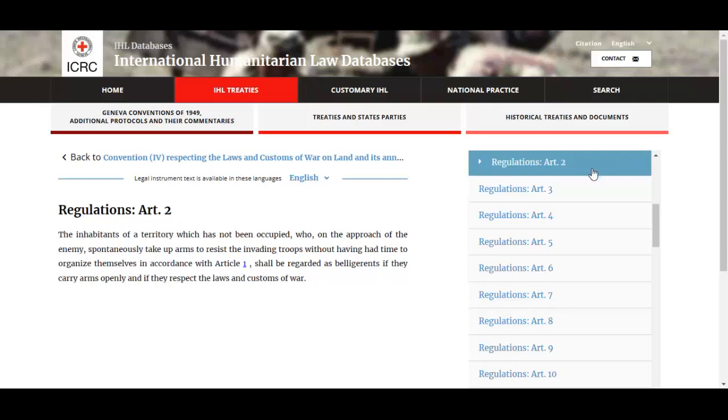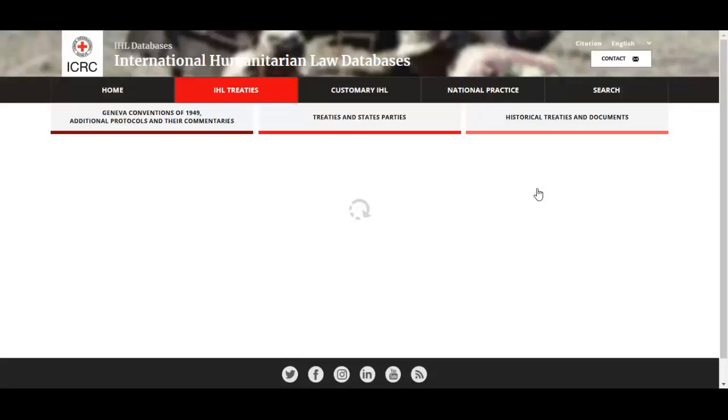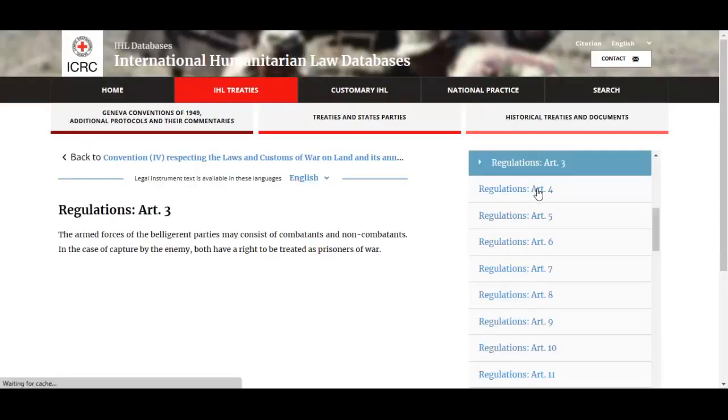I was going to try to elaborate on that one, but it's not, as far as I can tell, relevant to us, because that time is well and truly past. We are thoroughly occupied. Article 3. The armed forces of the belligerents may consist of combatants and non-combatants. In the case of capture by the enemy, both have the right to be treated as prisoners of war.